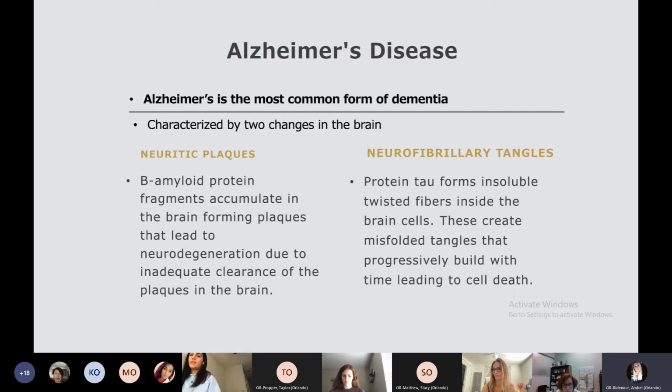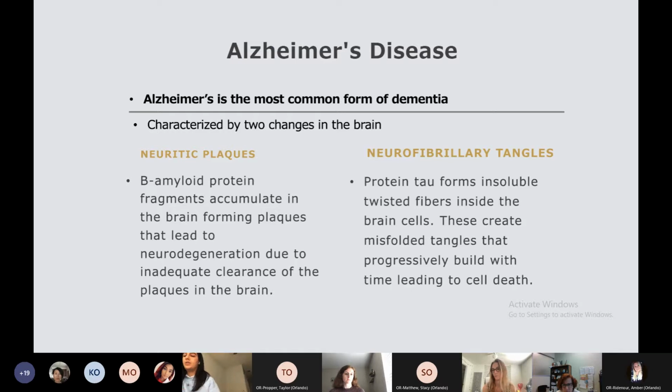The neuritic plaques are the beta amyloid protein fragments and they accumulate in the brain, forming like plaques or plugs, and those lead to neurodegeneration due to inadequate clearance of the plaques in the brain. Versus the neurofibrillary tangles, those come from the protein tau, which forms insoluble twisted fibers inside the brain cells, and these create misfolded tangles that progressively build with time, leading to cell death.